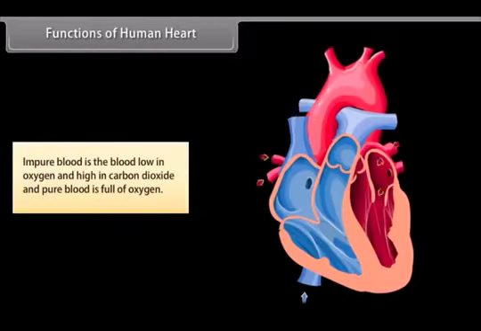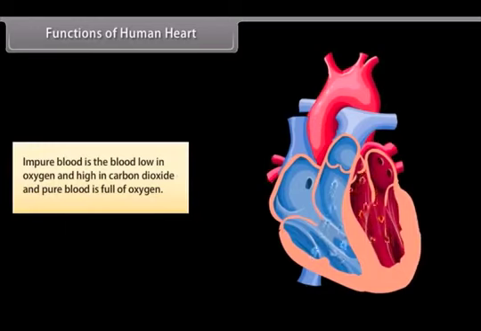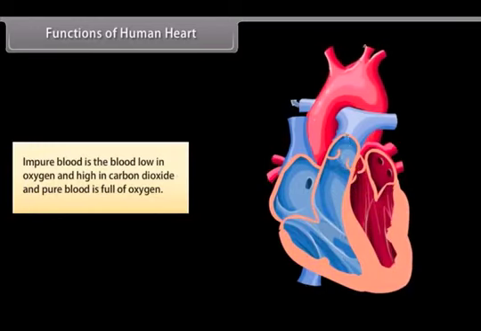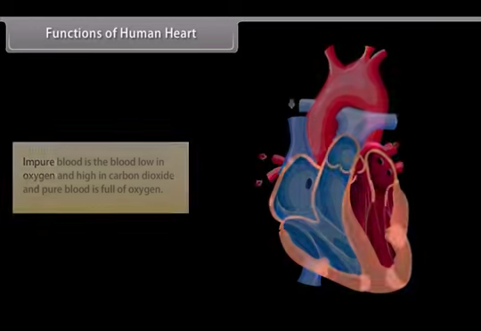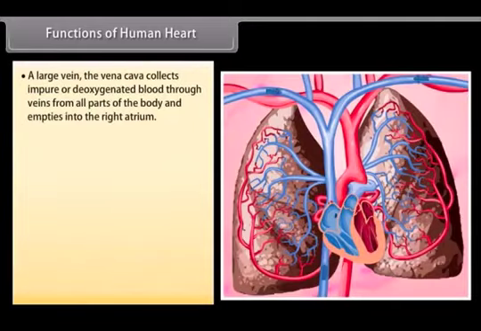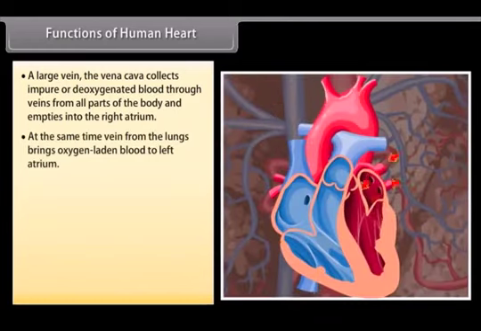Functions of the human heart. Impure blood is the blood low in oxygen and high in carbon dioxide, and pure blood is full of oxygen. A large vein, the vena cava, collects impure and deoxygenated blood through veins from all parts of the body and empties into the right atrium. At the same time, the vein from the lungs brings oxygen-laden blood to the left atrium.